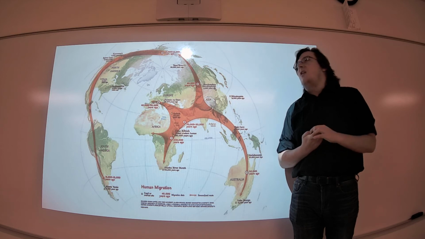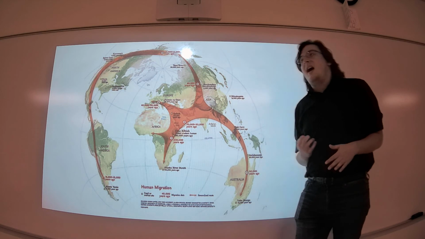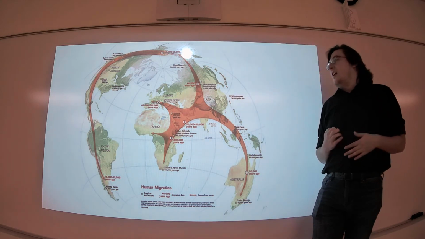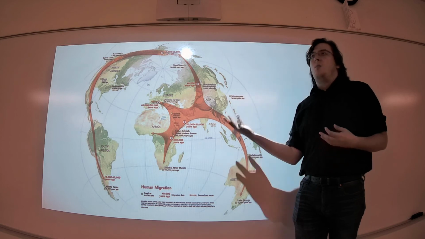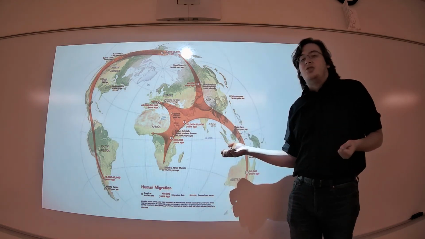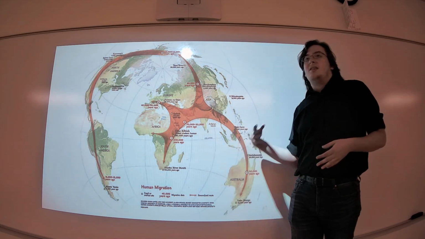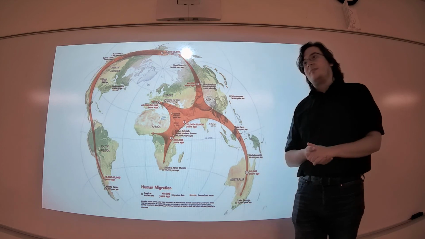So the bulk of our look at the development of civilization is going to be in the context of how agriculture enabled us to go from these wandering bands of hunter-gatherer nomads to a more settled and structured society.